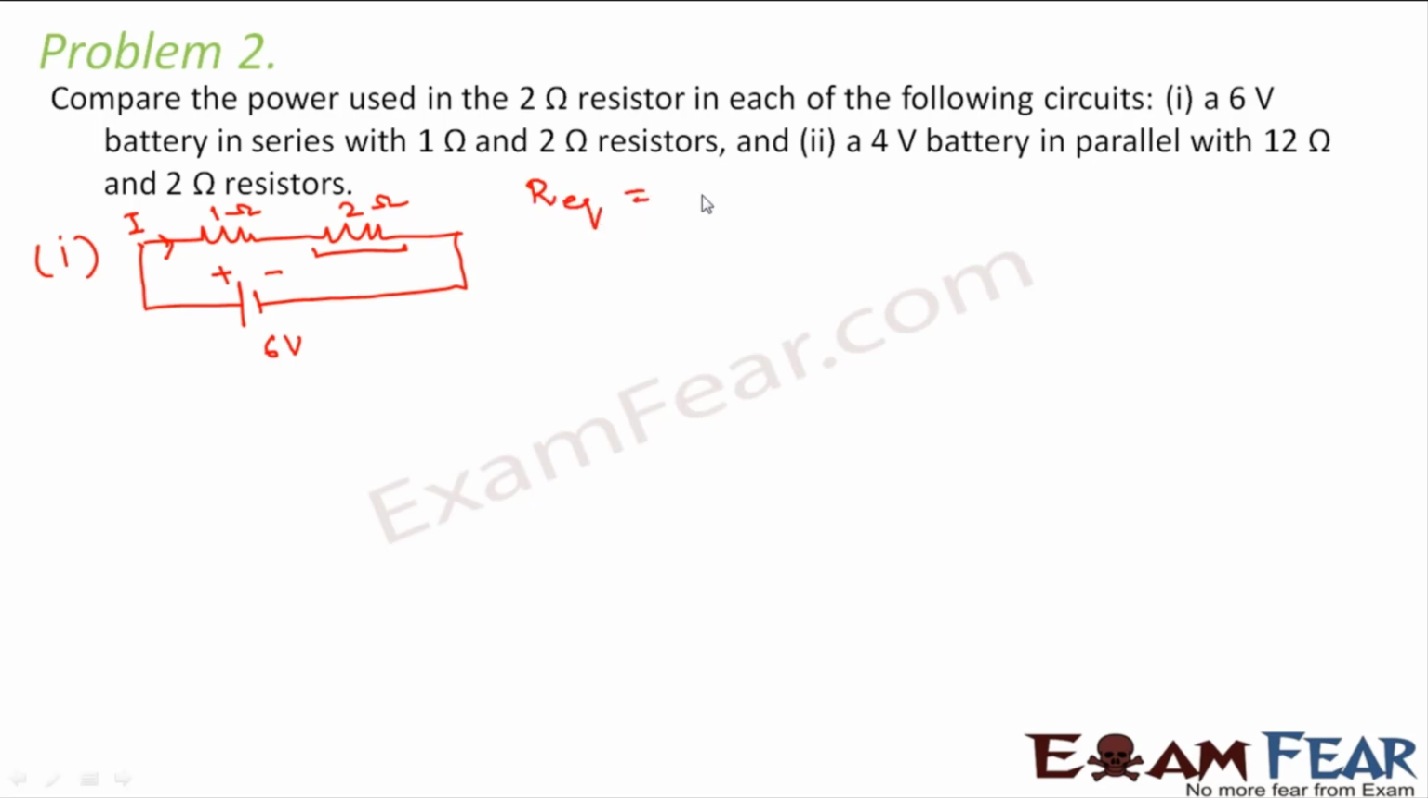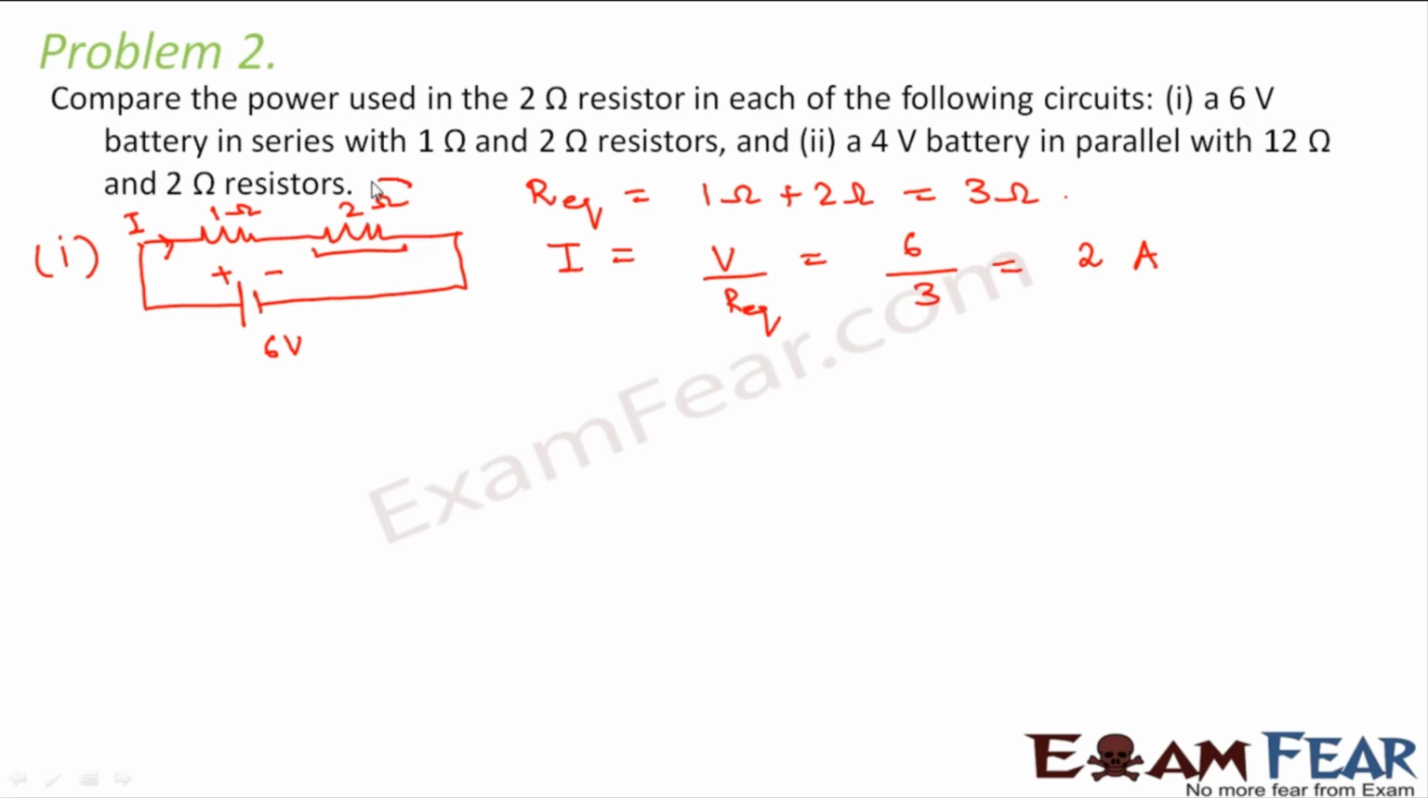What would be the equivalent resistance of the circuit? 1 ohm plus 2 ohms, which is equal to 3 ohms. Now the current through the circuit will be equal to V divided by R equivalent from Ohm's law. V is 6 volts, R equivalent is 3 ohms. So this gives 2 amperes. So that means 2 amperes of current will flow through this circuit.